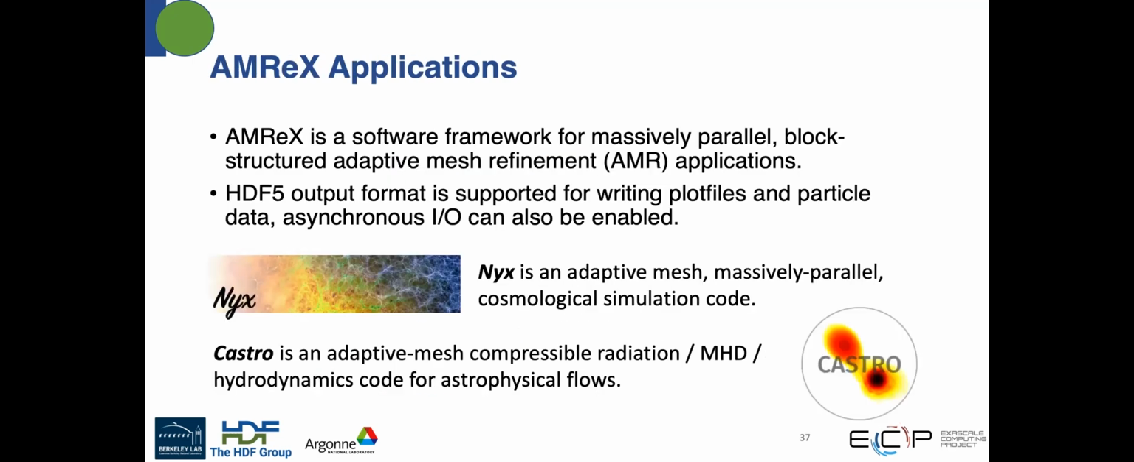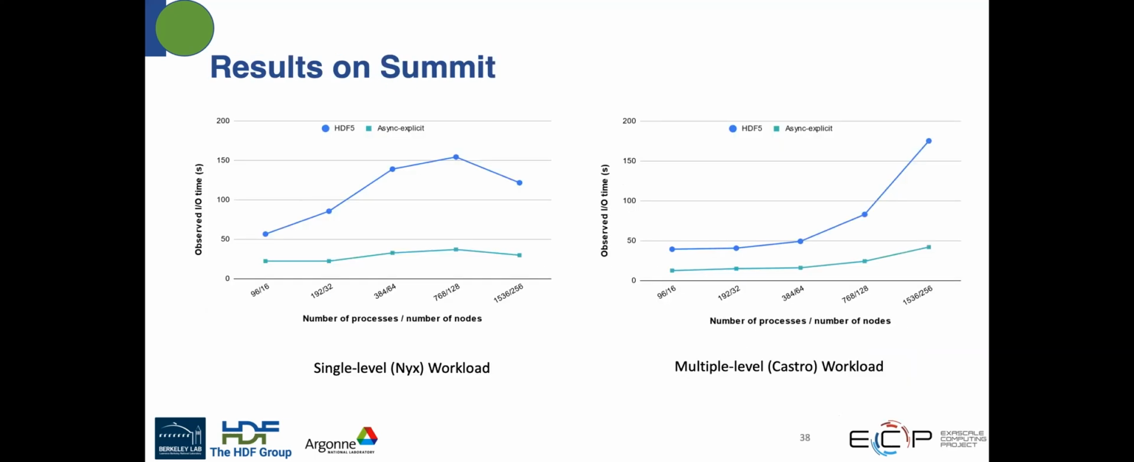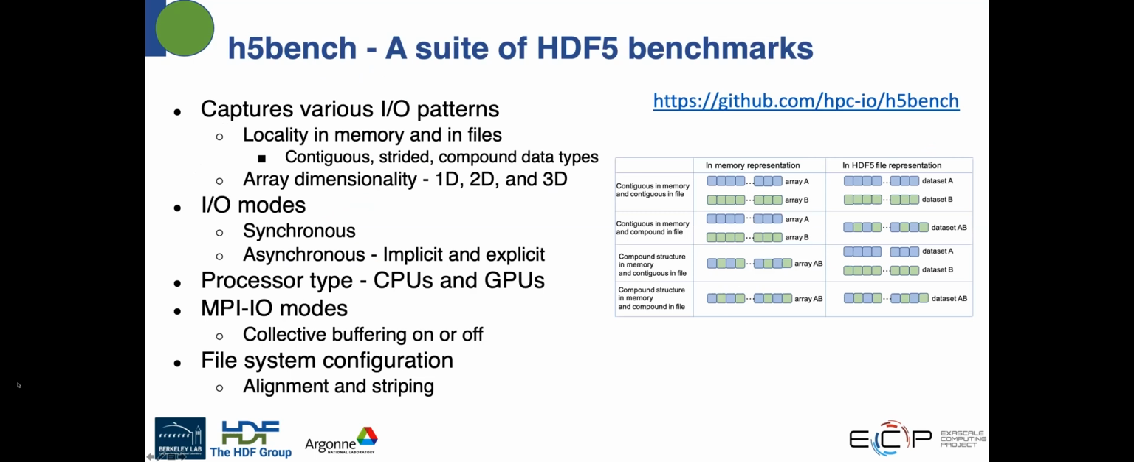As I already mentioned, AMReX is a framework for AMR, and it has various use cases. Some of them are the Nyx use case, which does the Lyman-alpha universe simulation, and using asynchronous I/O, we get pretty good performance there. Similarly, Castro is another simulation that has a similar use case and I/O pattern, and it gets good performance there too.